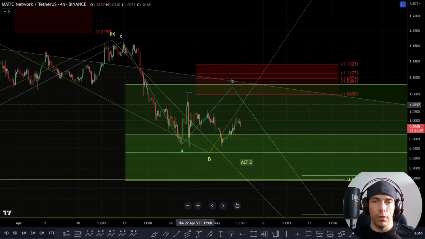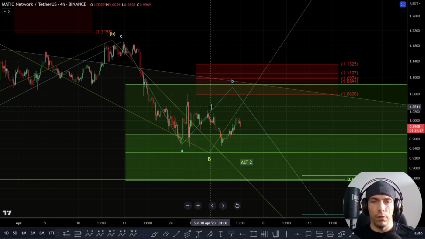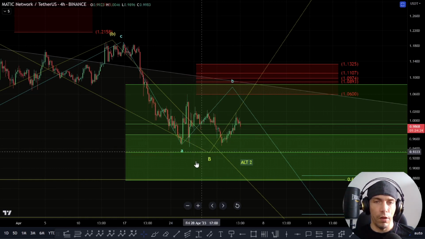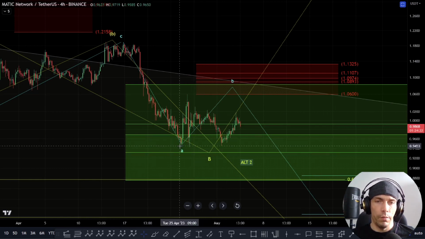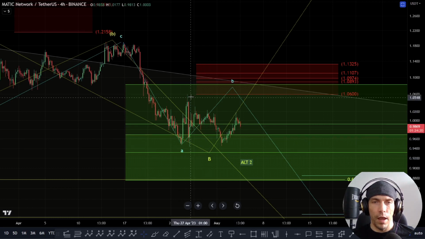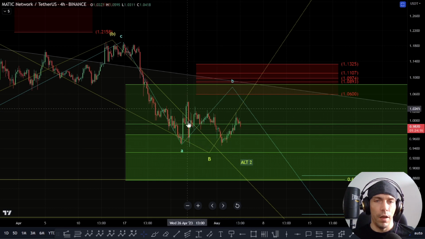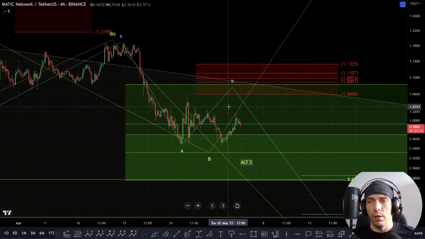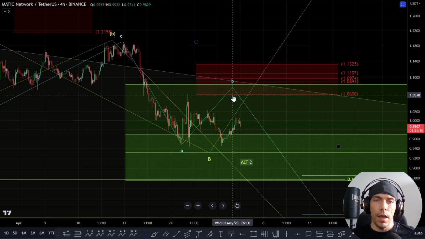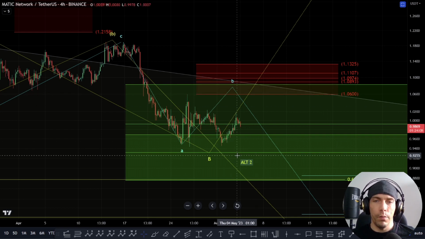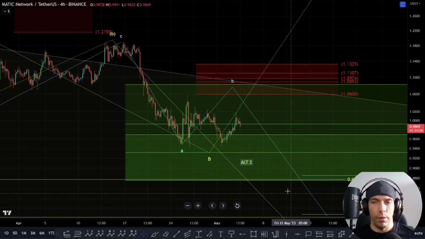Now, looking at the current structure, we need to be careful that we don't start to extend directly to the downside here. But what I'm looking out for is the potential that we could have this as an A, this is a B, and then looking for this as a C wave to the upside. Really, though, until we take these highs, so this one here, this $1.03, and then this one here of this 1.05, we need to be careful of a direct break to the downside.